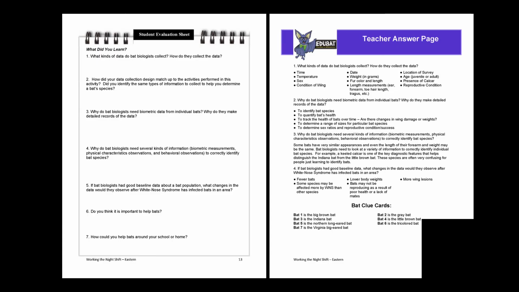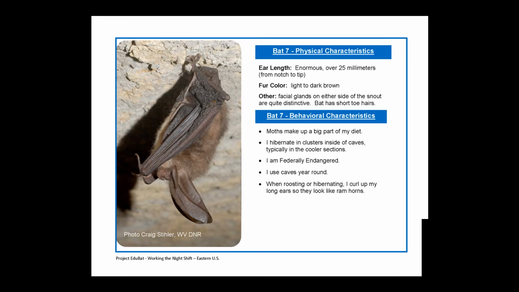To evaluate what your students have learned in this activity, the lesson provides a student inquiry page with questions to answer before doing the activity, and also provides a student evaluation page with questions to answer after doing the activity. A teacher answer page is also included. A mystery bat awaits identification. Using the activity Working the Night Shift, Biometric Clues, you and your students will be able to measure and weigh this bat, to read its clue card, and then identify this bat as a Virginia big-eared bat.